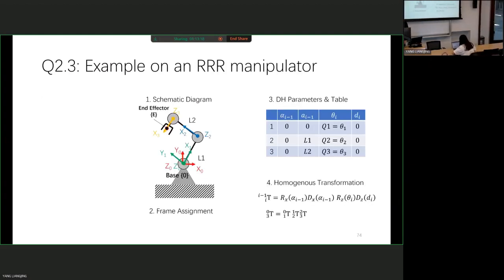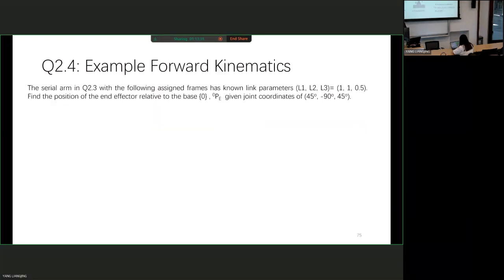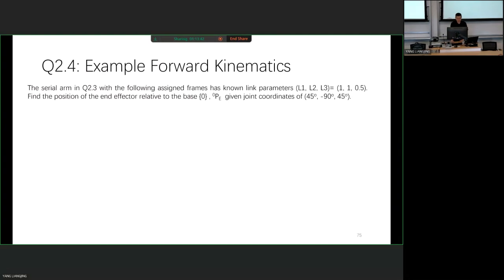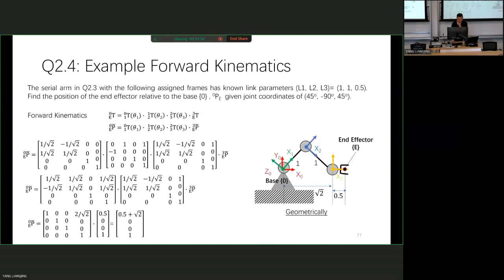So there's one example, 2.3, here. You can try it out yourself, working out the whole DH function where you can do a mapping from your joint variable to your end effector pose. So basically forward kinematics is nothing but mapping from the joint space to the Cartesian space, the Cartesian workspace. This example will have numbers that you can try. I will leave you to try it out yourself. And in fact, you can verify this very simple toy example by using geometry.